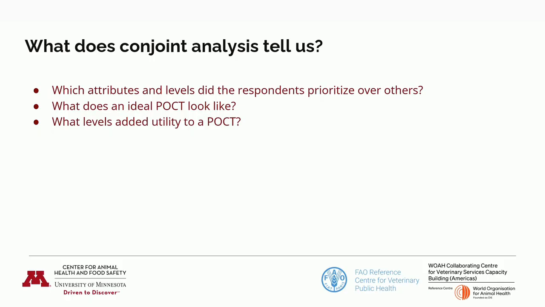And then what is this actually going to tell us? What's the result? This will tell us which attributes and levels the respondents are prioritizing over others. It also can tell us what an ideal point-of-care test looks like according to all of you. And then which levels are adding utility to a point-of-care test? Well, when this particular thing is added, even if it's not what you prioritize most, maybe it still is increasing your value in that point-of-care test. So that's what we'll also be looking at.